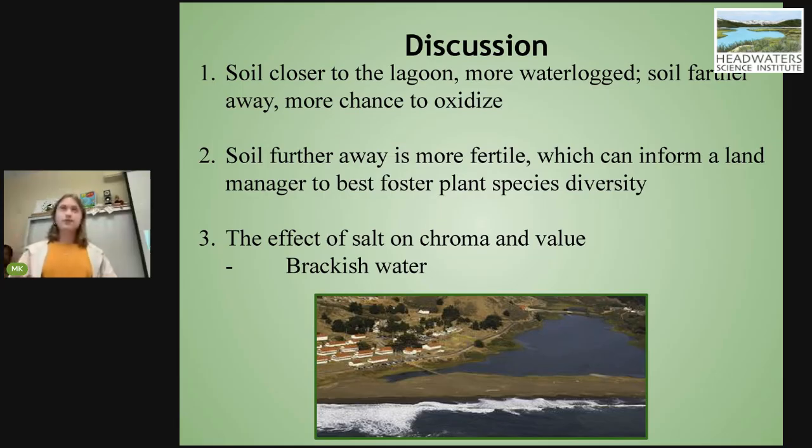But because it's a lagoon, it's a mixture, so the brackish water also offers a unique mixture in that it doesn't have the higher salinity level of the ocean, but it doesn't have the lower salinity level of, say, freshwater lakes. So the chroma and value for a lagoon is very similar to its location.